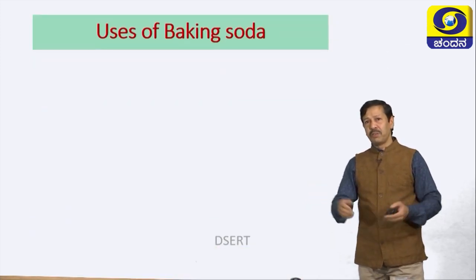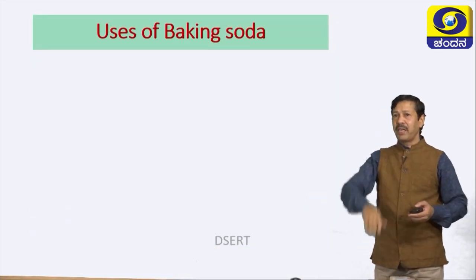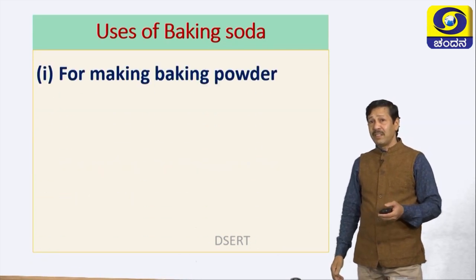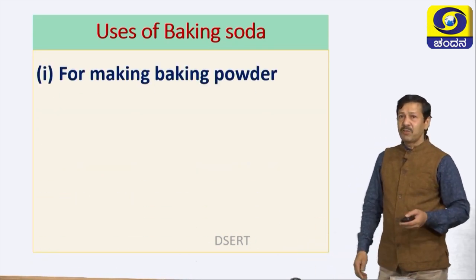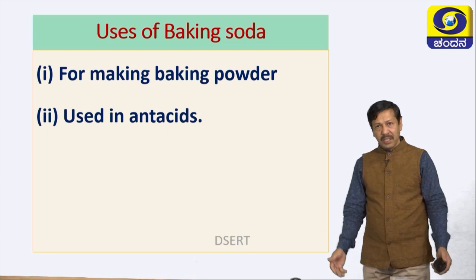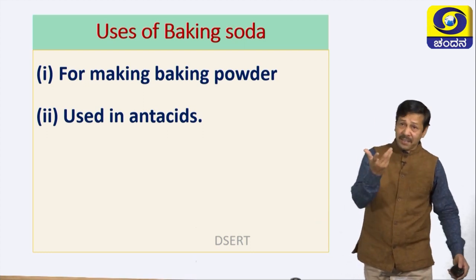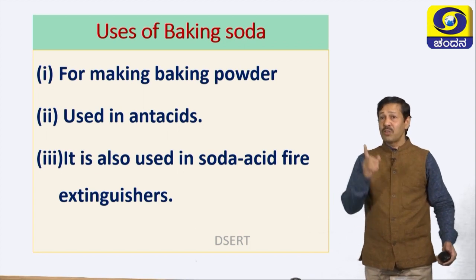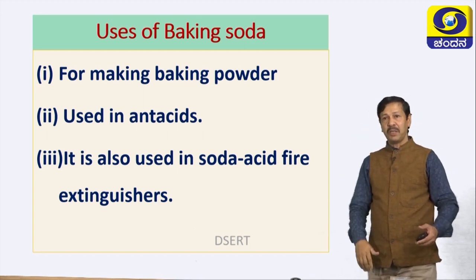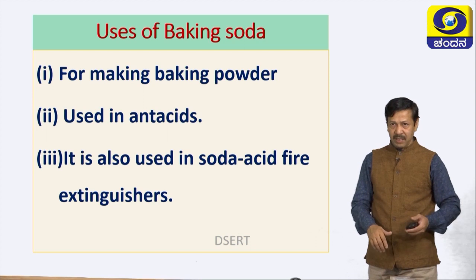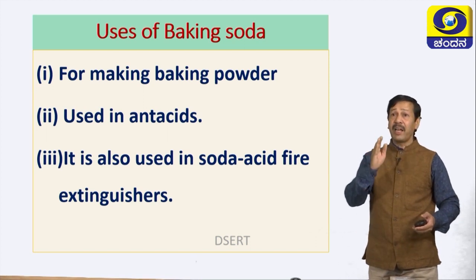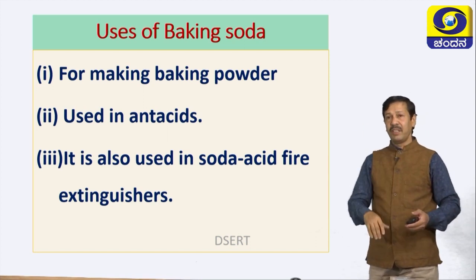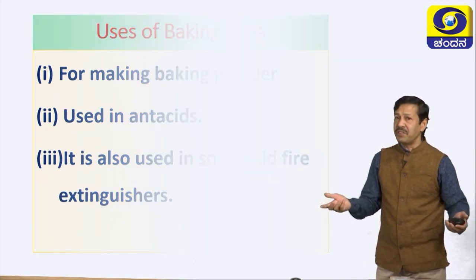Now let us move on to the next one, uses of baking soda, which I already told you. It is used for making baking powder, and as an antacid. Then it is also used in soda acid fire extinguishers because it produces carbon dioxide. Carbon dioxide is a fire extinguishing substance. It is not a supporter of combustion.